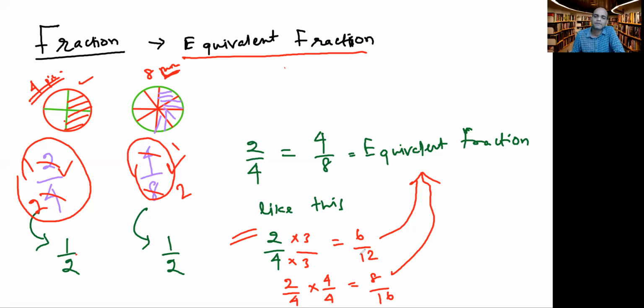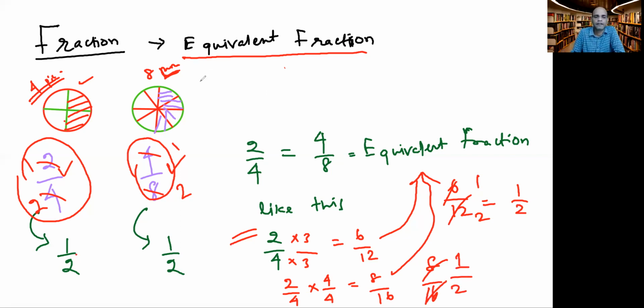If you cancel it by 6, 6 ones are 6, 6 twos are 12. That is again 1 by 2. Likewise, if you multiply 4 in both the numerator and denominator, we get 8 by 16. This is also equivalent, because if we take 8 by 16 and cancel it by 8, 8 ones are 8, 8 twos are 16.